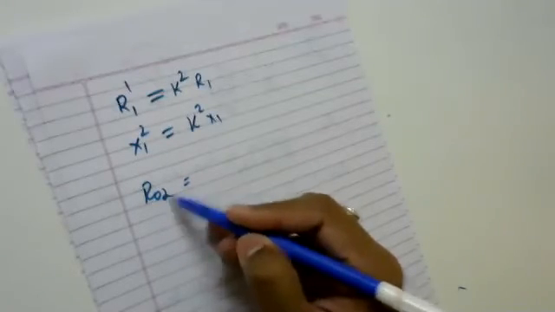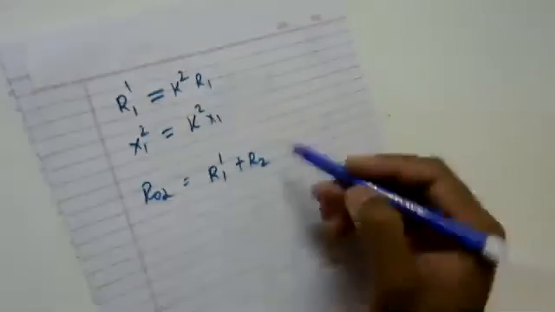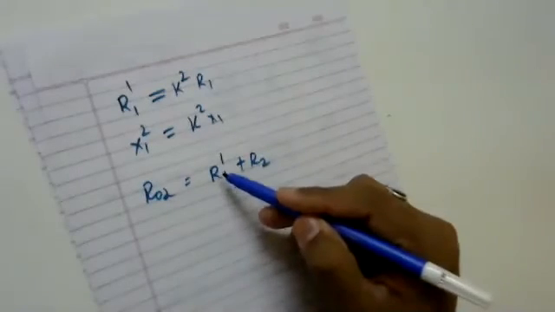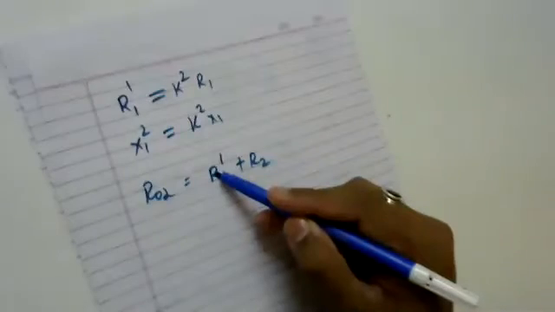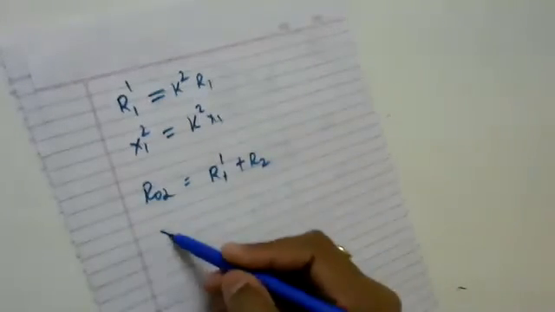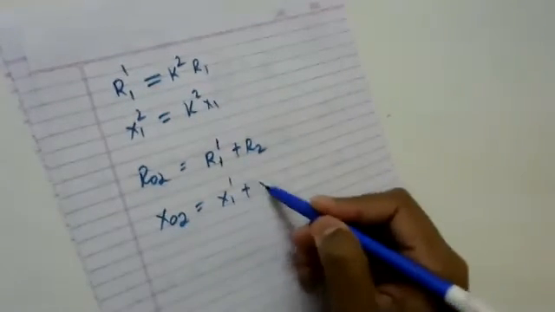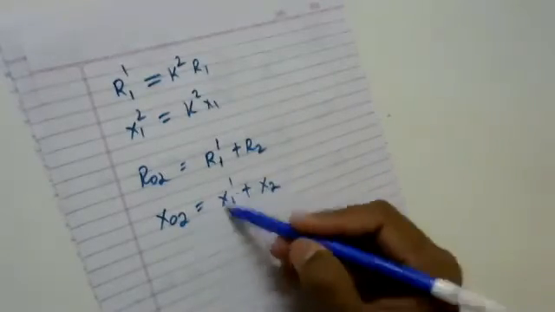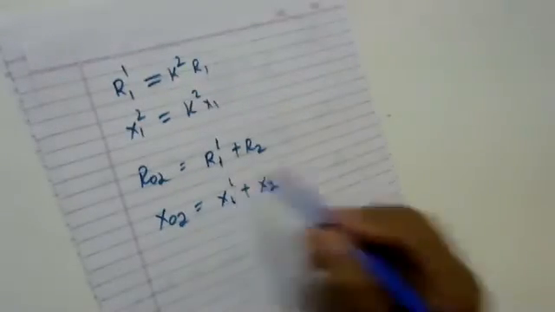The effective resistance as seen on secondary is given by R1 dash plus R2, because R2 is there on secondary. What has got added to your secondary resistance? Effective resistance of primary winding as seen on secondary. Understanding? Similarly, X02 is defined as X1 dash plus X2. So X2 is your secondary winding reactance. What is X1 dash? It is the reactance of the primary winding as seen on secondary.